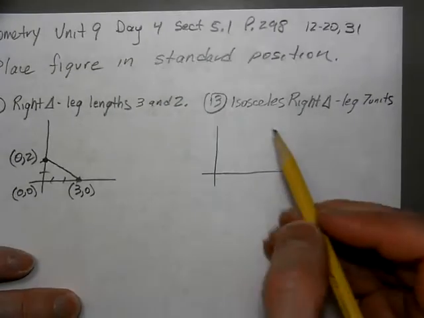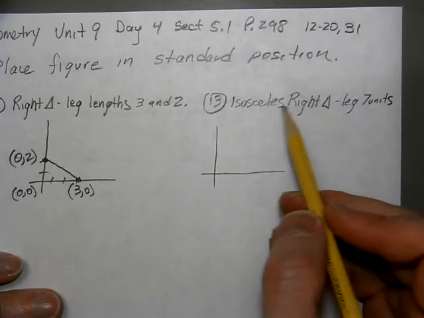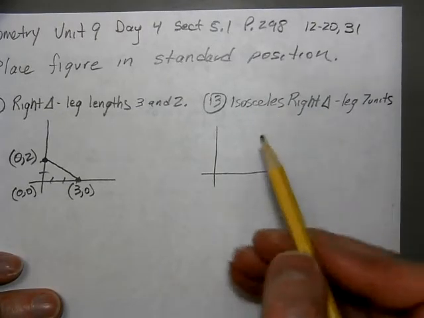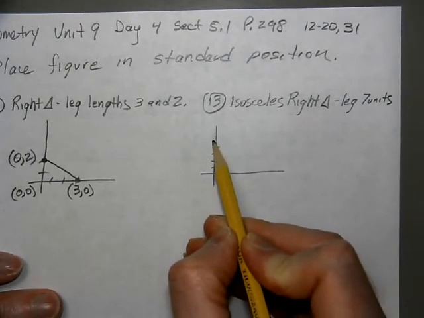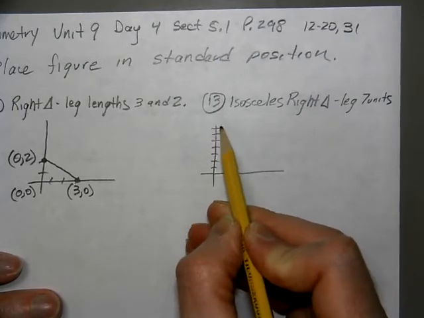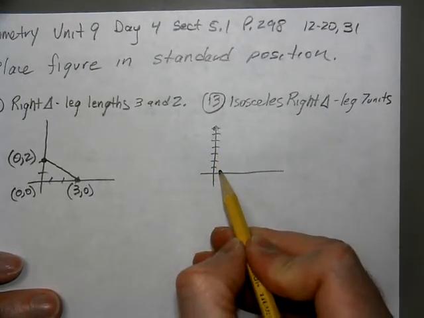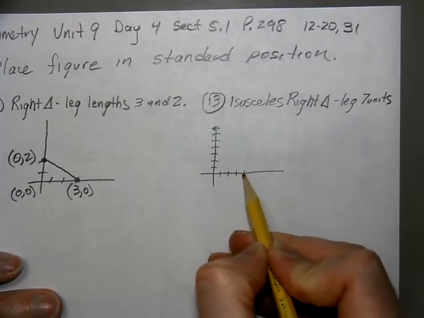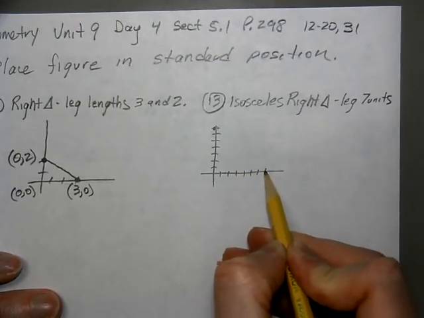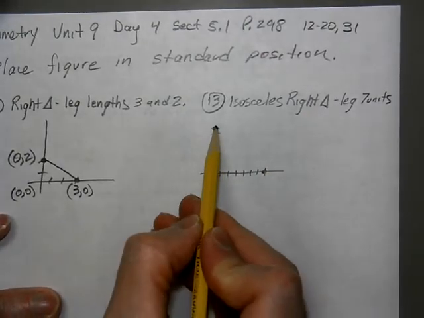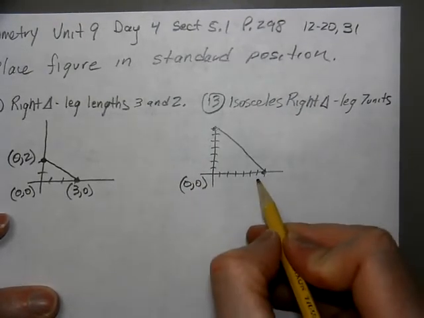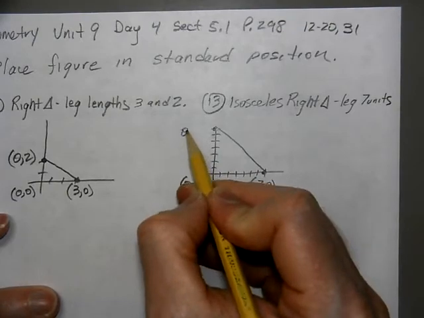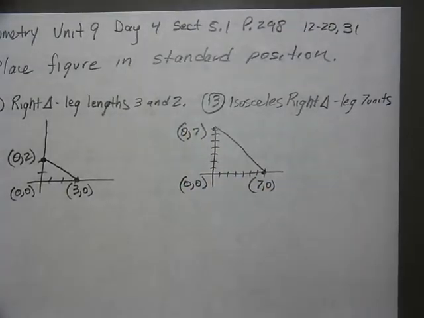For number 13, we're supposed to have an isosceles right triangle. Isosceles means two legs are going to be the same length. So we'll come up 7. And over 7. The right angle is going to be at the origin, which is 0, 0. We're 7 to the right, and we're 7 up. An isosceles right triangle.